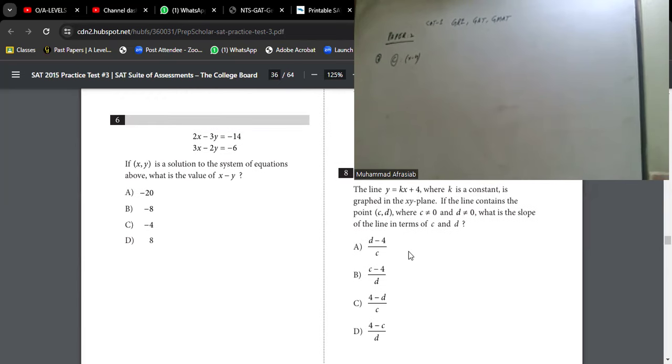The line y is equal to kx plus 4, where k is a constant, is graphed in the xy plane. The line contains the point C, D, where C is not equal to 0 and D is not equal to 0. What is the slope of this line in terms of C and D there? So we are going to use the values of C and D, because the line contains that point C, D. So you will put y is equal to kx plus 4.